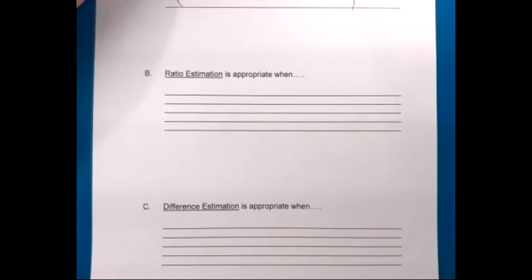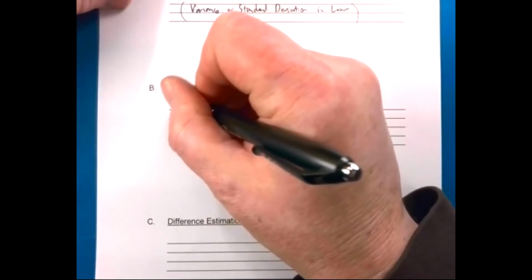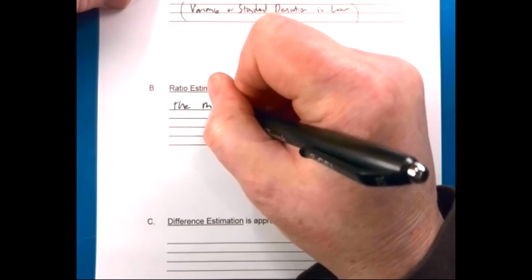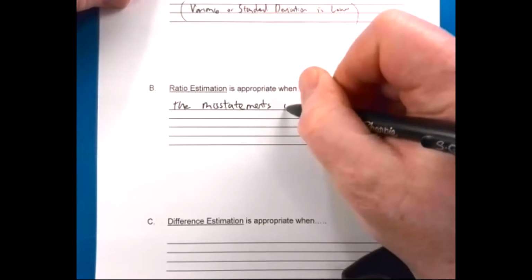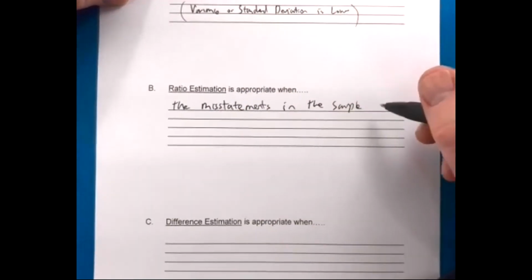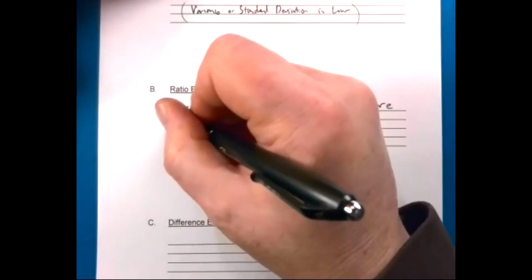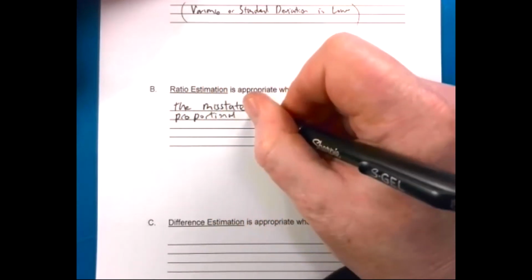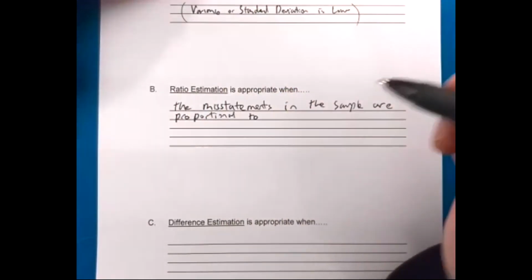Okay, ratio estimation is appropriate when the misstatements in the sample are proportional to the value of the items.